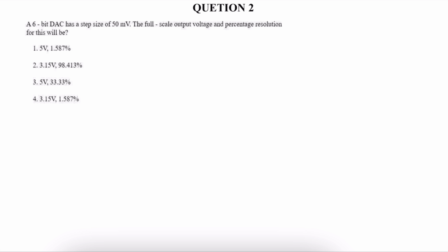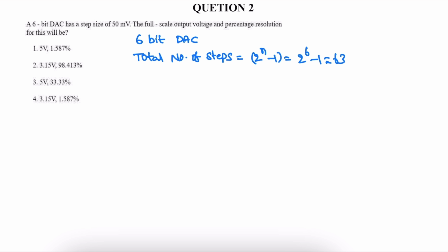Second question: a 6-bit digital to analog converter has a step size of 50 millivolts. We need to calculate full scale output voltage and percentage resolution. Given a 6-bit digital to analog converter. If it is 6-bit, the total number of steps is 2 power n minus 1, so that is 2 power 6 minus 1. Total number of steps is 63. Given step size 50 millivolts.